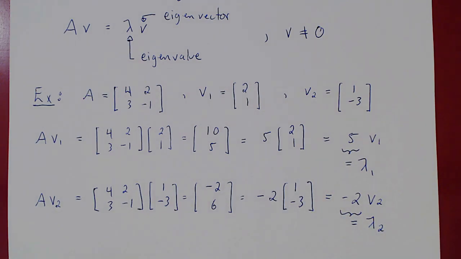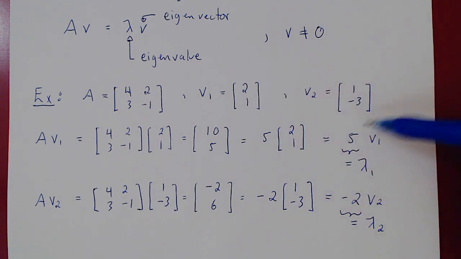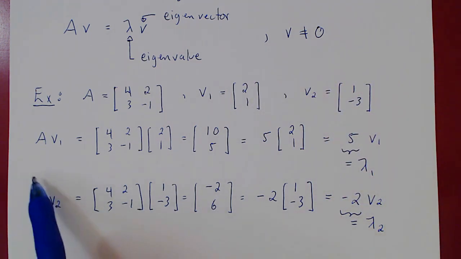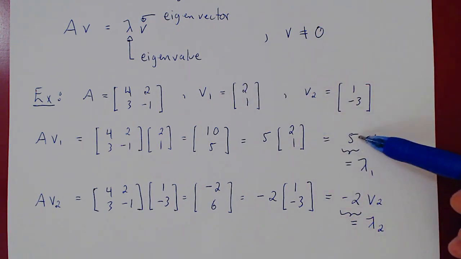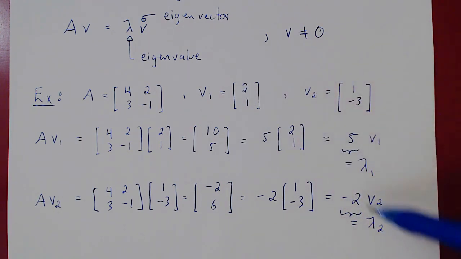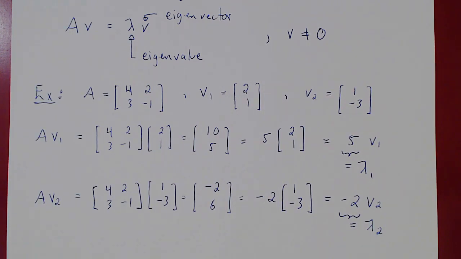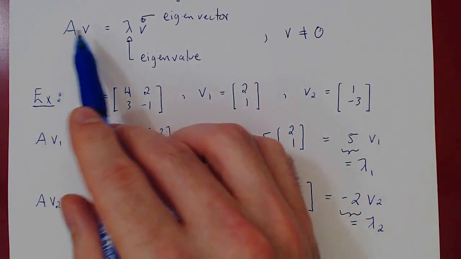Now the question is, how did I come up with these two vectors? Clearly we've checked that they are eigenvectors with eigenvalue 5 for V1 and eigenvalue negative 2 for V2. How do you come up with the eigenvectors and the eigenvalues? Well, let's go back to the equality AV equals lambda V.